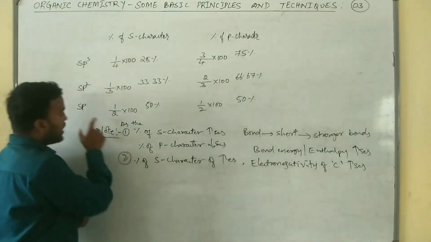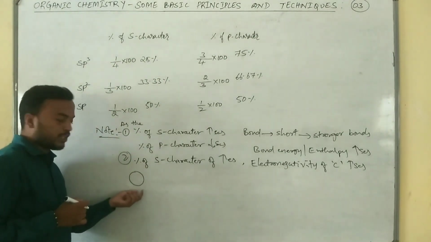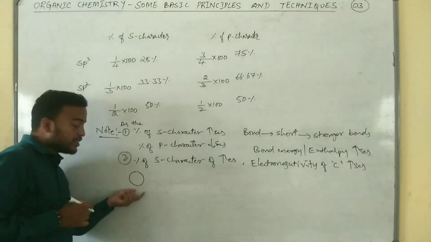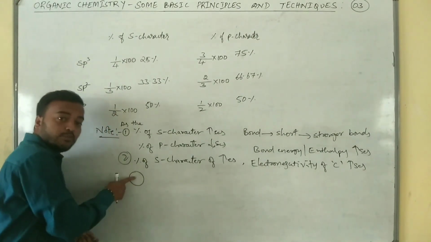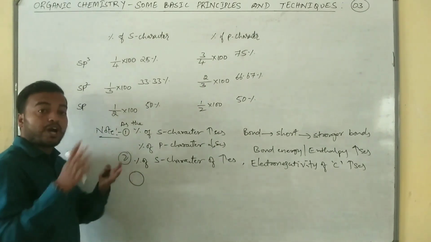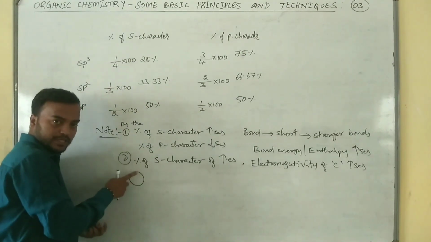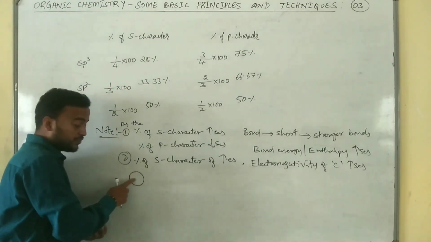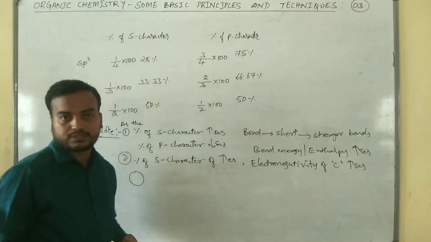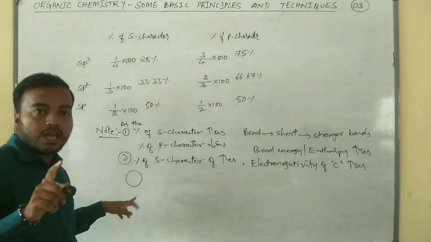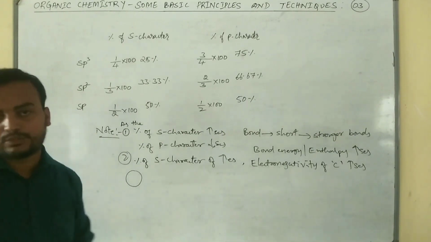Because an S orbital is spherical in shape and very close to the nucleus, and it is attracted from all possible directions by the nucleus. Hence a hybrid orbital having more S character will be closer to the nucleus and shows more electronegativity.